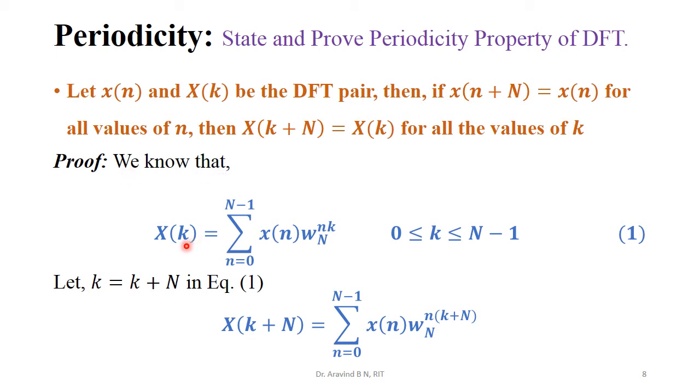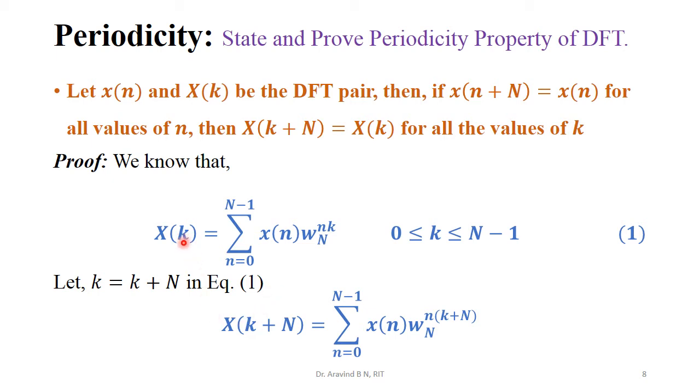We know that the DFT expression is X of k is equal to summation n is equal to 0 to N minus 1 x of n omega N to the power nk, for all the values of k from 0 to N minus 1. Now what do we require to prove? We require to prove X of k plus N is equal to X of k. That means in the place of k we need to make the substitution k plus N. Therefore let k is equal to k plus N in equation 1. We are making that substitution.